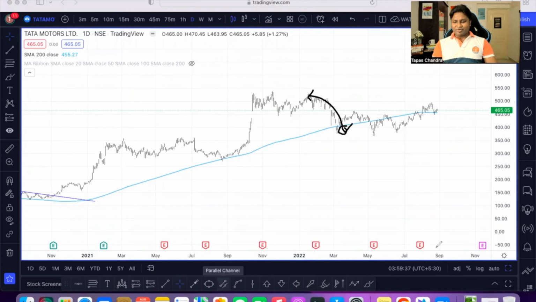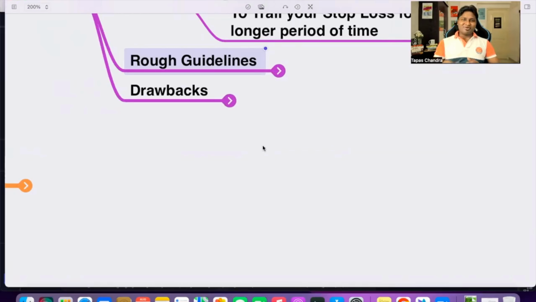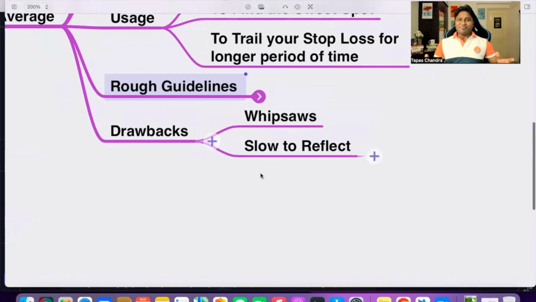Now let's talk about some of the drawbacks of moving average. For wrapping it up, let's talk about the drawbacks of moving average. So the number one drawback is whipsaw. It is a situation when the moving average will keep on going up and down from the price. This happens mostly when we choose a smaller time frame. So if you change the time frame to 5, then the whipsaw will be more and you might not be able to ride the trend for a longer period of time.